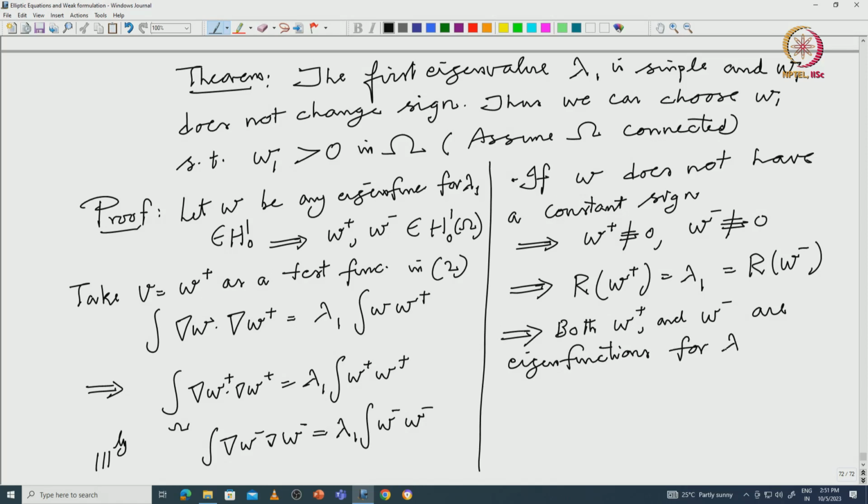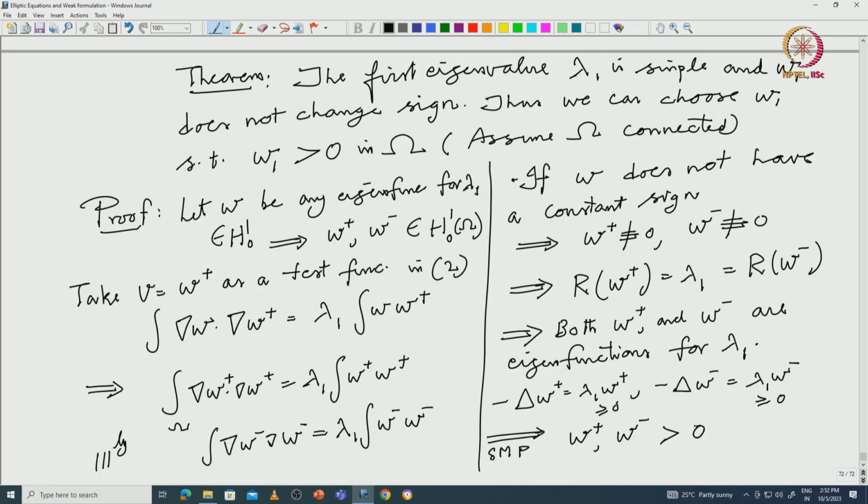For lambda 1, so that means W plus is equal to lambda 1 W plus minus Laplacian of W, and W minus is equal to lambda 1 W minus. Now you apply the strong maximum principle, because this is greater than or equal to 0, this is greater than or equal to 0. It implies both W plus and W minus are greater than 0 in omega, and that is not possible, which is the contradiction.